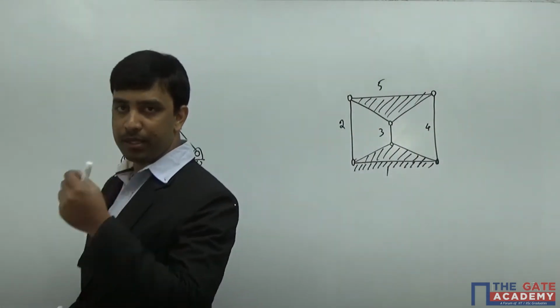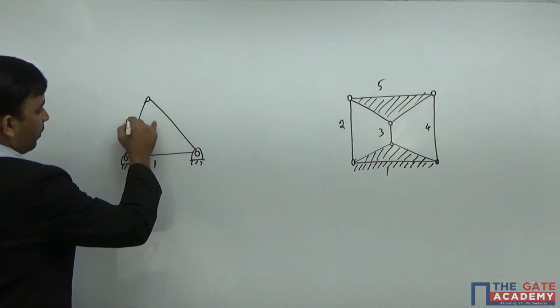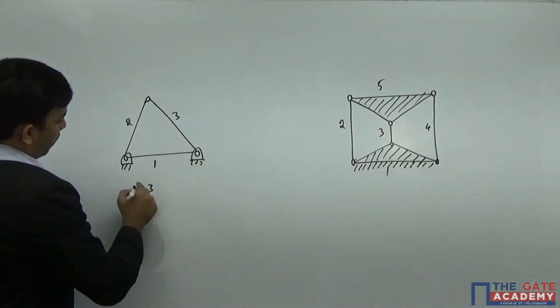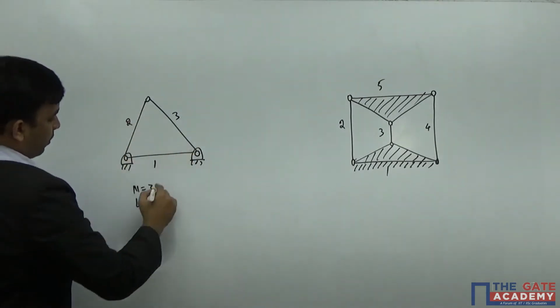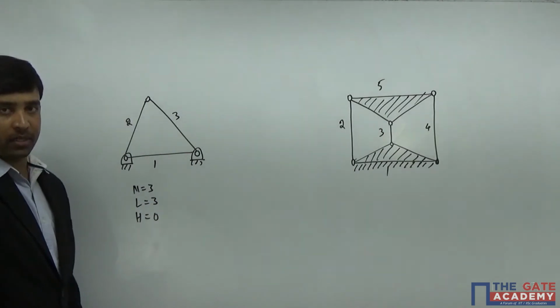Calculate degrees of freedom for this system. If you look at this system, it's a fixed link, link number 1, link number 2, link number 3. So the number of links is 3. The number of lower pairs, if you see, is 1 lower pair, second lower pair, and third lower pair. The number of lower pairs is 3. And if you look at higher pairs in the mechanism, there are no higher pairs.